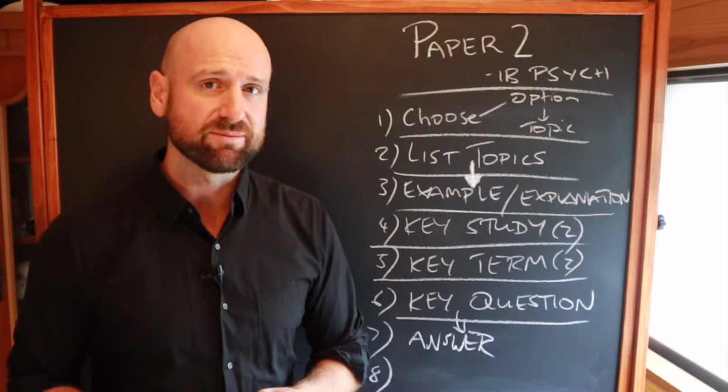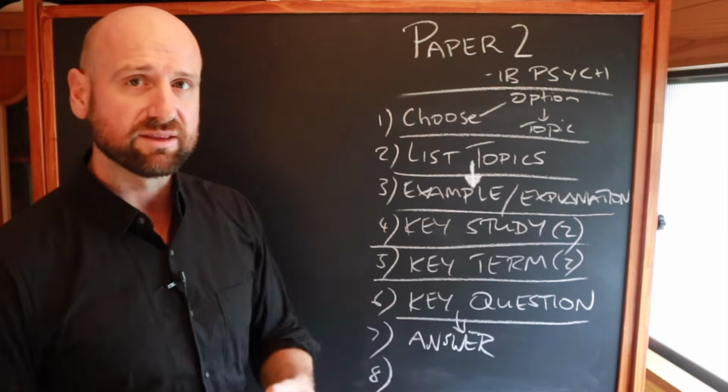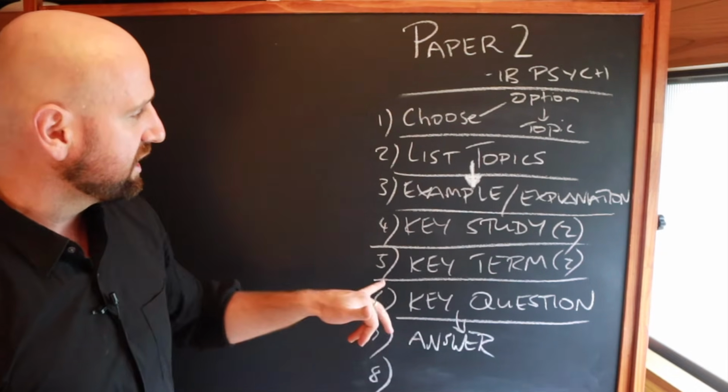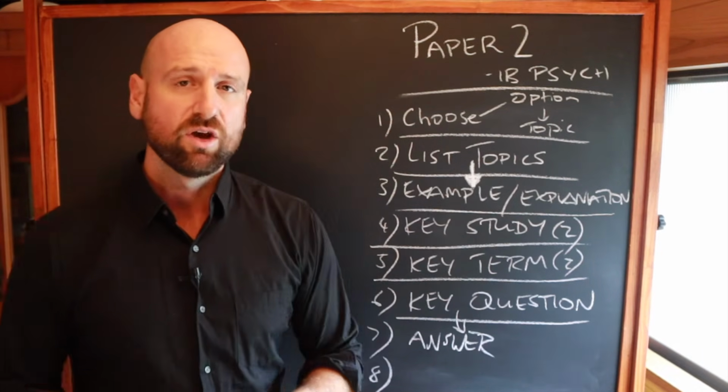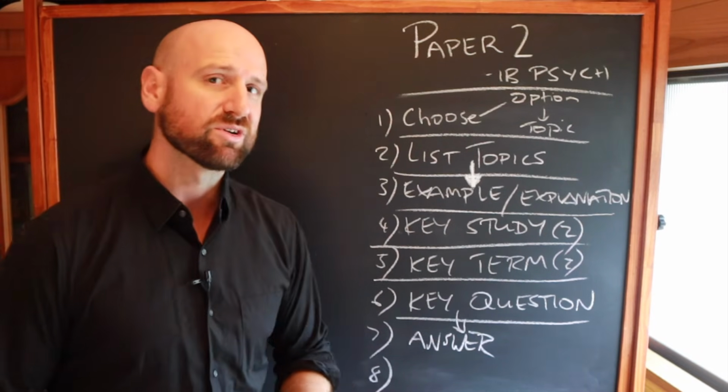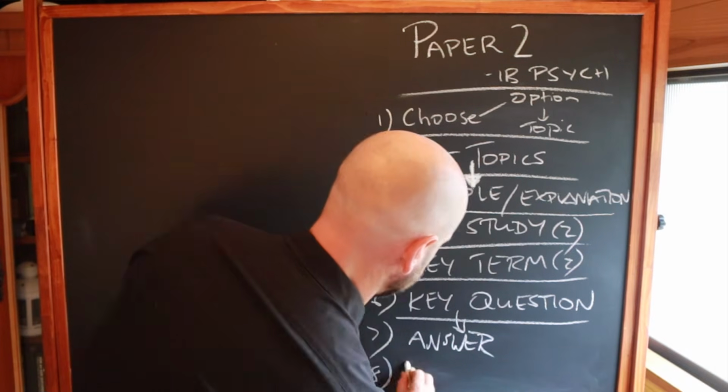All right, the final step now here, if we think about what are the key aspects of an essay, well, you need knowledge and understanding. We've got that in our key terms and our central argument. We need our use of research. We've got that in our key studies. What's missing is our critical thinking, and that's the 8th step.